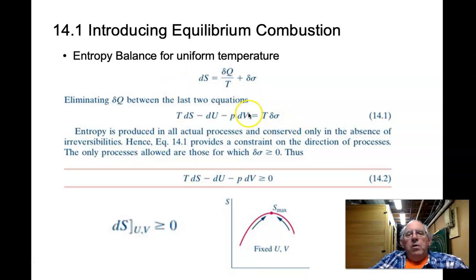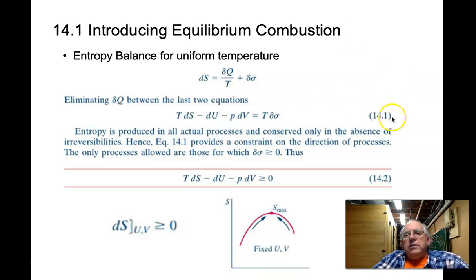And so what this basically tells us is that entropy is produced in all actual processes and is only conserved, if we want to think of it that way, if this right-hand side is equal to 0. So by saying it's only conserved in the absence of this term, it's basically saying that entropy change, or the production of entropy, is related to the effect of these two properties for the system as it undergoes change.